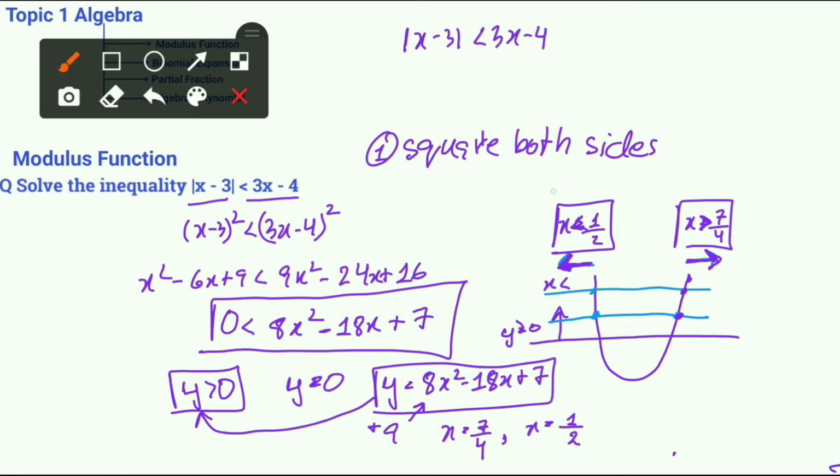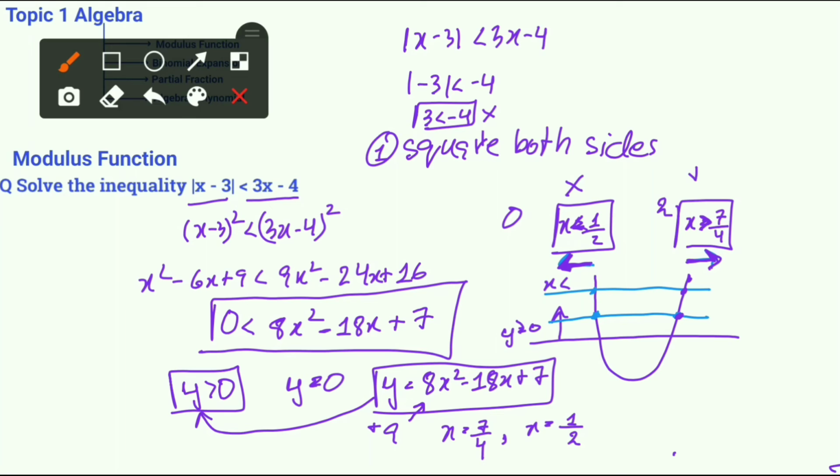Let's say for x less than 1 upon 2, I take 0, and for x greater than 7 upon 4, I take 2. Okay, so let me check if I put 0. So 0 minus 3 is minus 3, modulus gives 3, and 3 less than minus 4. This is wrong. The statement is wrong, which means this inequality is wrong.